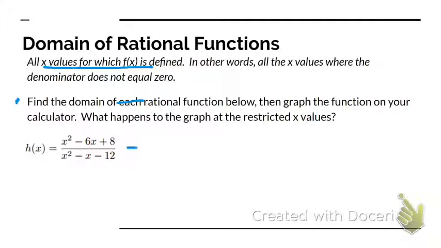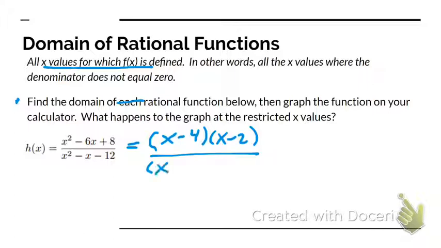Alright, so let's factor this. So we're looking for two numbers that multiply to 8 and add to negative 6. So that would be negative 4 and negative 2. And for the denominator, look for numbers that multiply to negative 12 and add to negative 1. So like x minus 4 and x minus 3. Now, if we were simplifying rational expressions, which we are, we would cancel that out. But it's very important that before we cancel out, we find the domain.